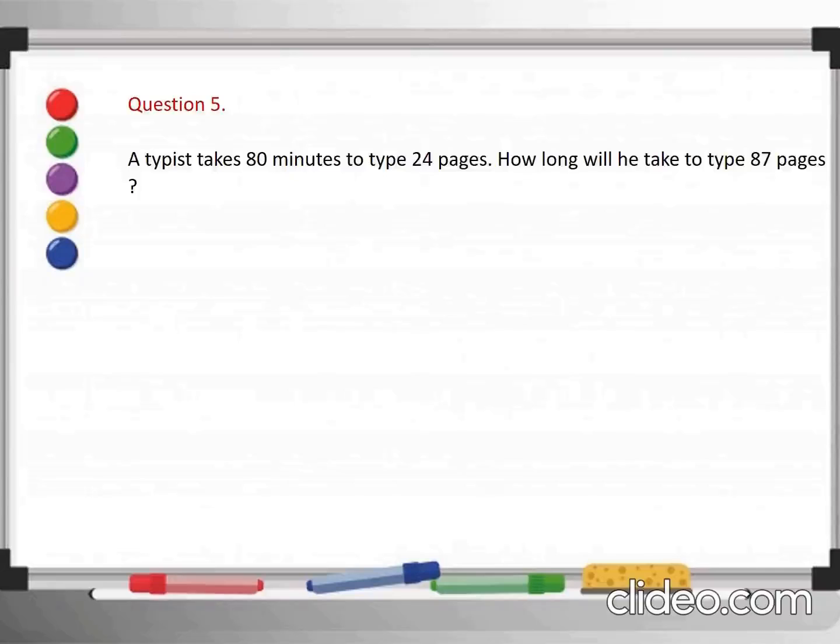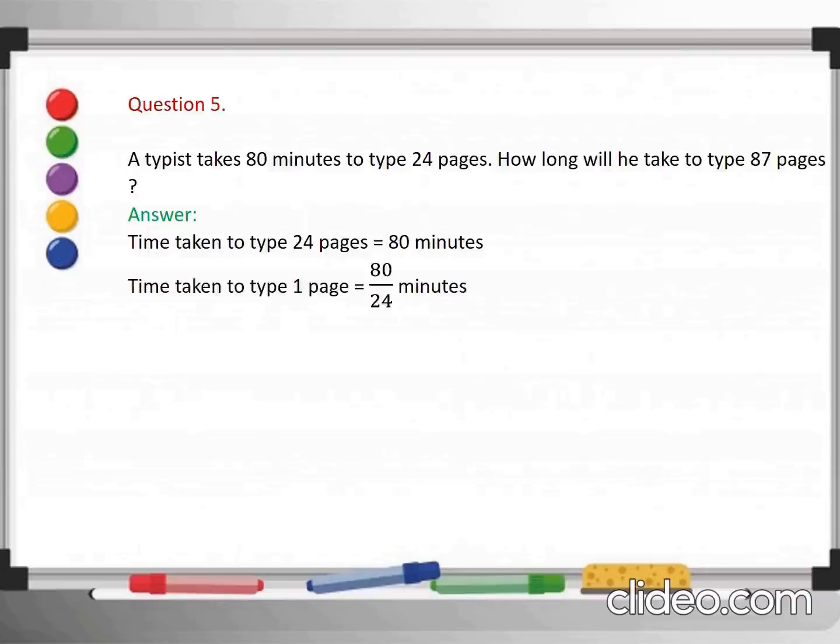Here, time taken to type 24 pages equals 80 minutes. Time taken to type 1 page equals 80 upon 24 minutes. Now, time taken to type 87 pages equals 80 into 87 upon 24. By which table can we divide it? By 8. So 8 tens are 80, 8 threes are 24. So we'll get 10 into 87 upon 3.